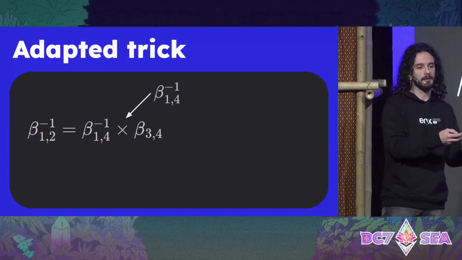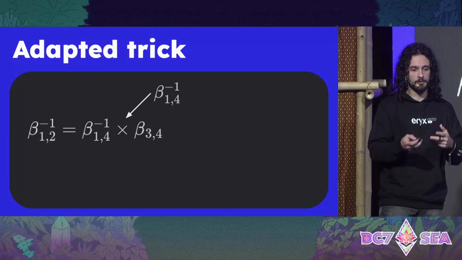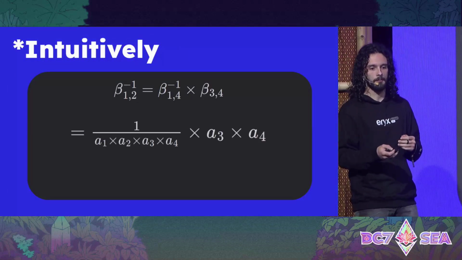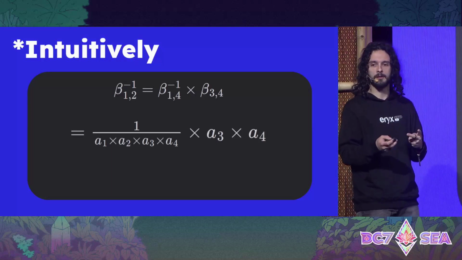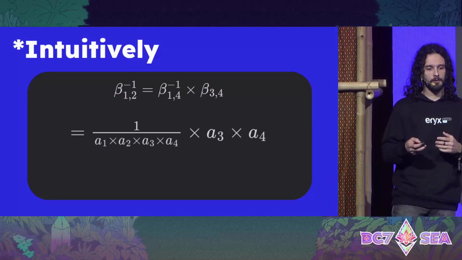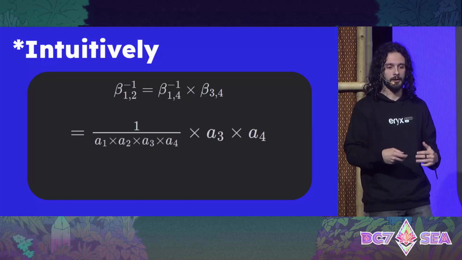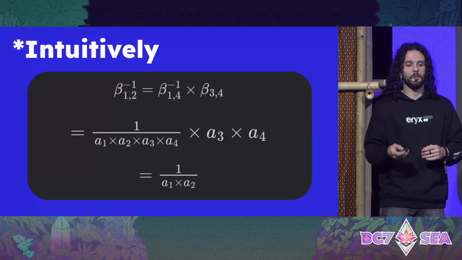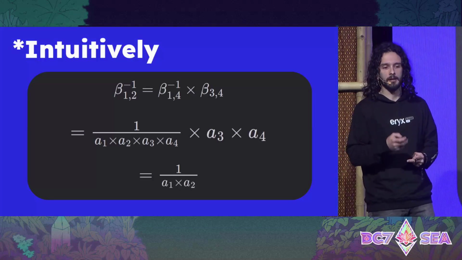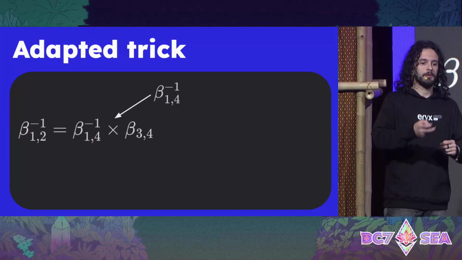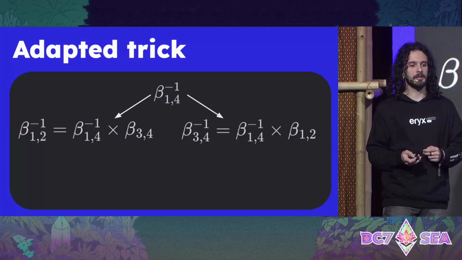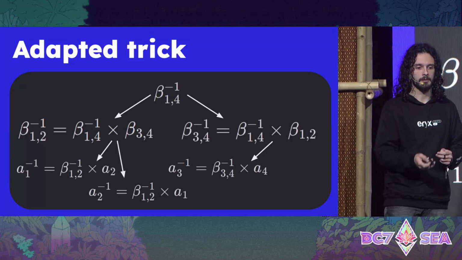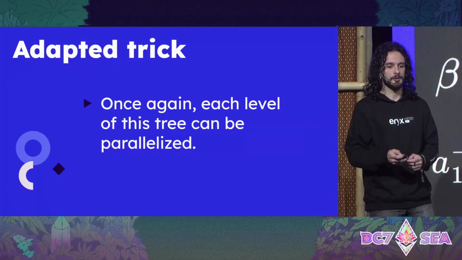We can calculate beta 1 to 2 with beta 1 to 4 inverted and beta 3 to 4 this way, okay? It's the same as before, just that the numbers in the numerator change. A3 and A4 are in the numerator and cancel out with A3 and A4 in the denominator, and this is what we get, 1 over A1 times A2, which is intuitively the inversion of beta 1 to 2. So the tree is completed by doing the same thing on the other side and finally decomposing the accumulated product for each of the elements that we wanted to invert. And we have all the inversions here.